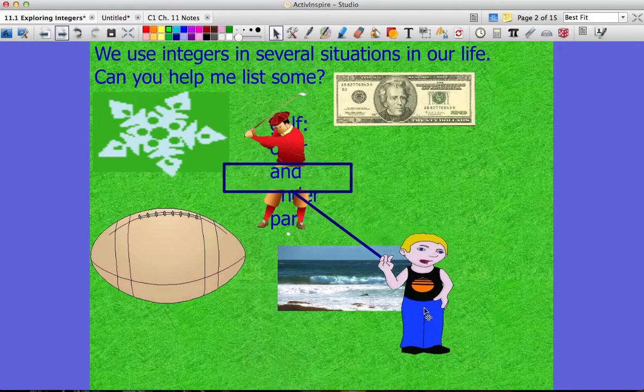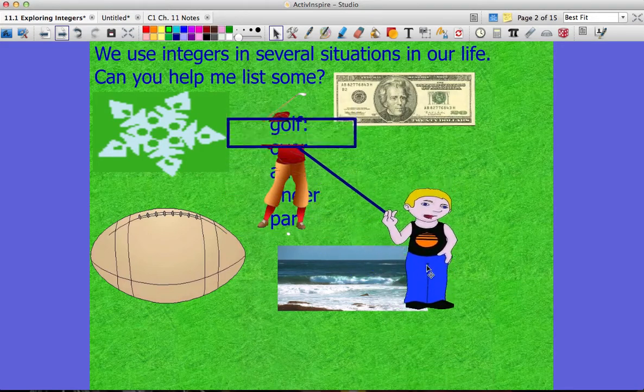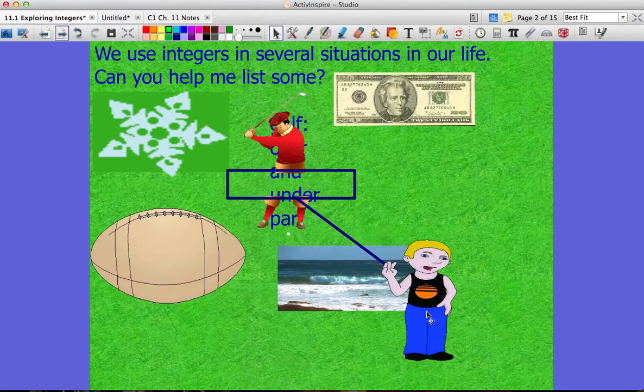In golf, you can be over and under par. So if you shoot a 4 on a hole where you're supposed to get 3, you are 1 over par. However, if you shoot a 2, then you are a -1, because you didn't take all 3 shots, you took less than 3.